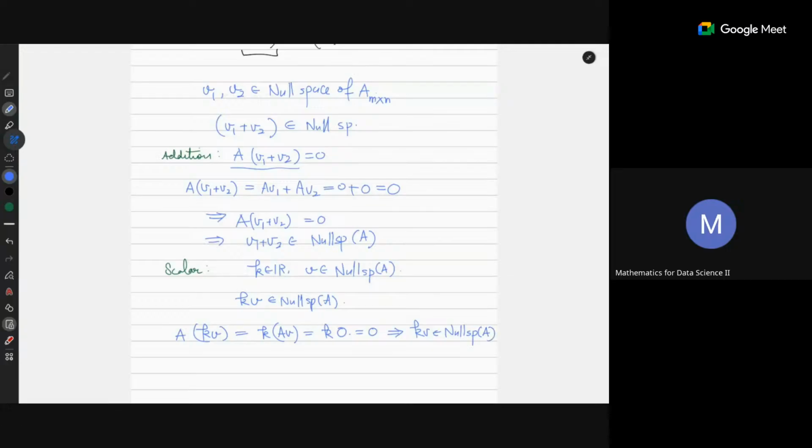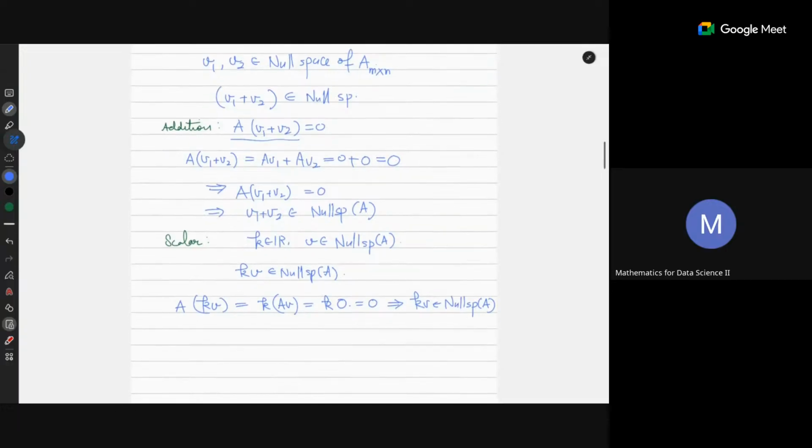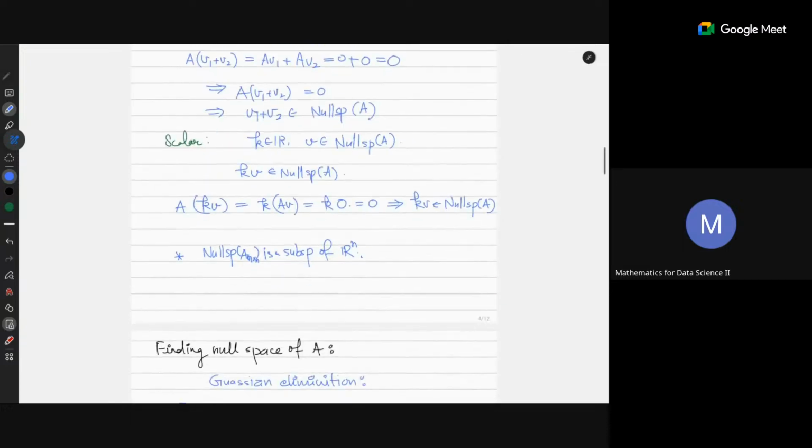So it is closed under scalar multiplication, and it is closed under addition. So what does it mean? It means that it is a subspace of Rn. The null space of A is a subspace of Rn, where your A is m cross n.